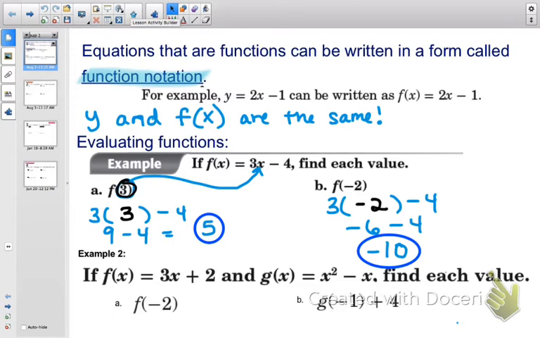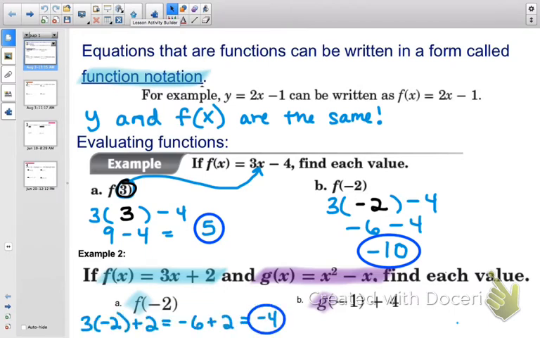Our second example, we have two different functions. So because f of x and f have the same letter, that means we're using the f of x function for a. And then for b, because it has g, we're going to use the g of x function. So the letter in front tells you what function to use, and the number in parentheses says what to plug in. So I'm plugging in -2 for x. -6 plus 2 is -4.